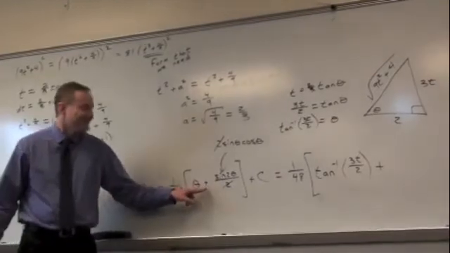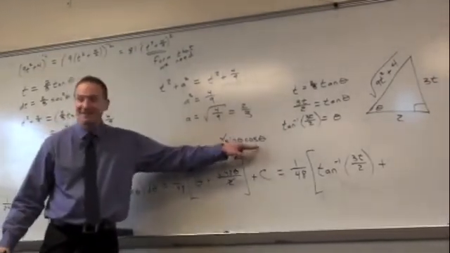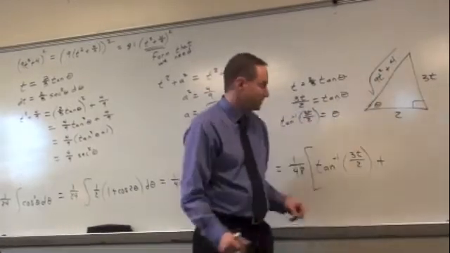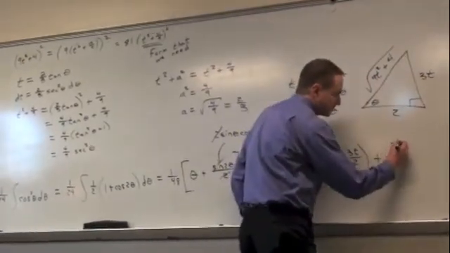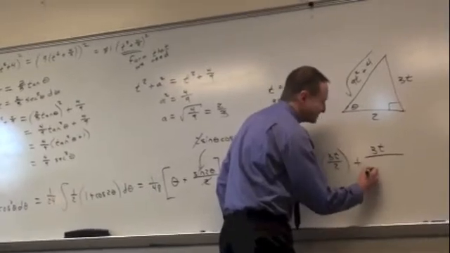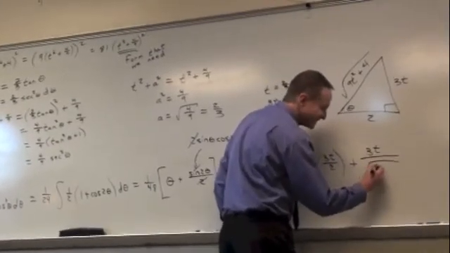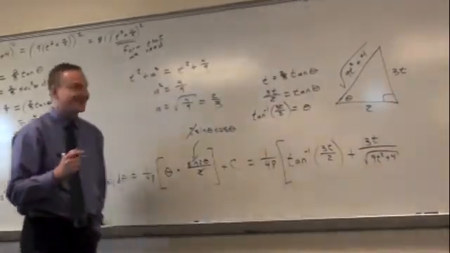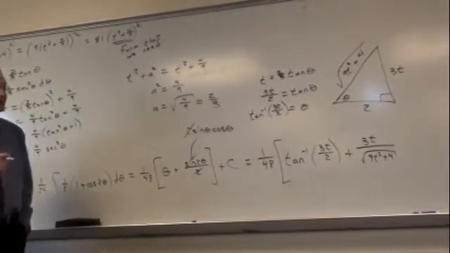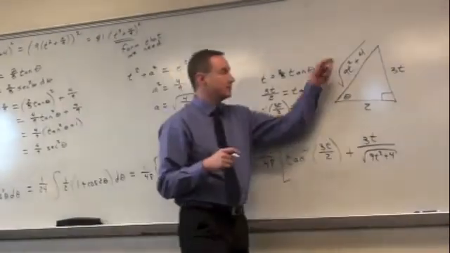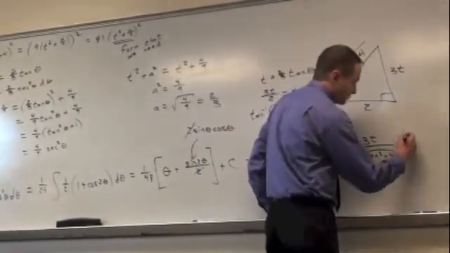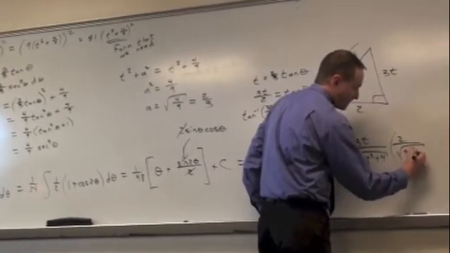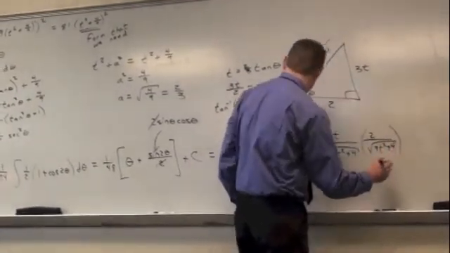Plus, I put plus here. Sine theta, cosine theta. Sine theta, opposite over hypotenuse. Times the cosine of theta, adjacent over hypotenuse.